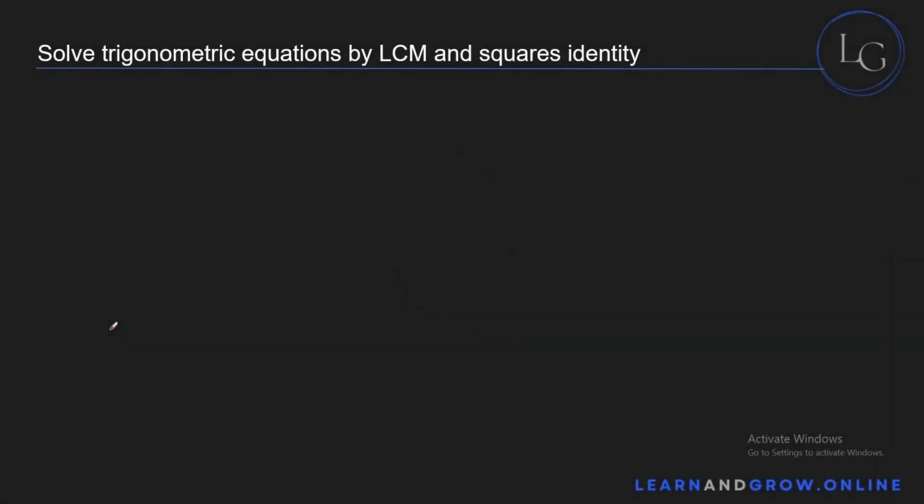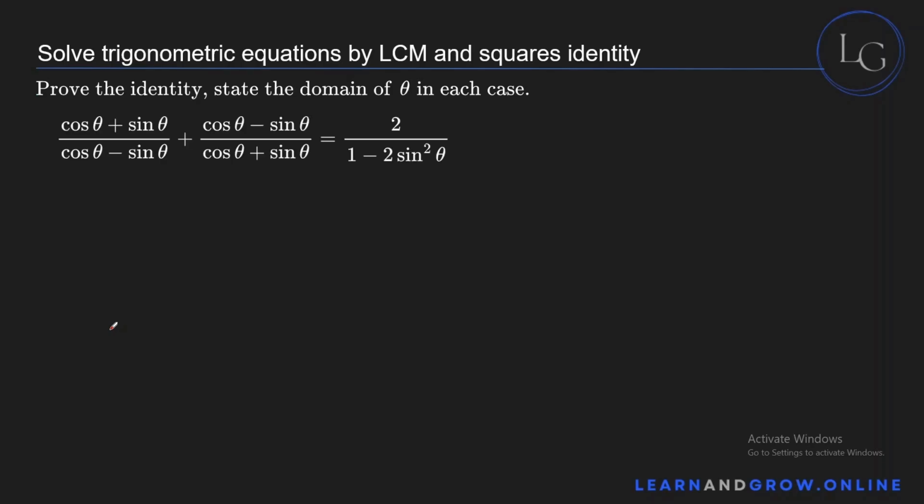So let's solve the trigonometric equations by LCM and squares identity. Prove the identity and state the domain of theta in each case. This is a big equation, and we need to prove that the left hand side is equal to the right hand side.